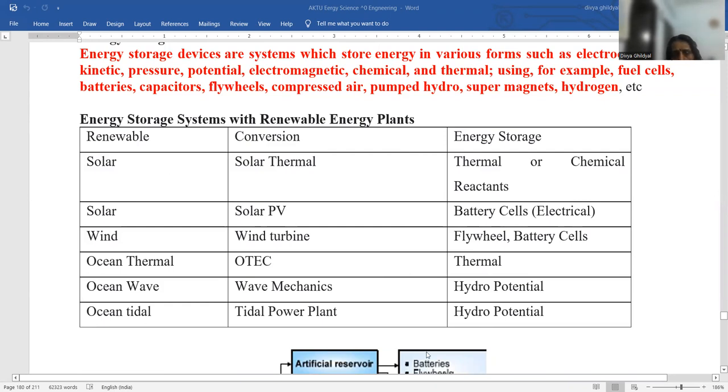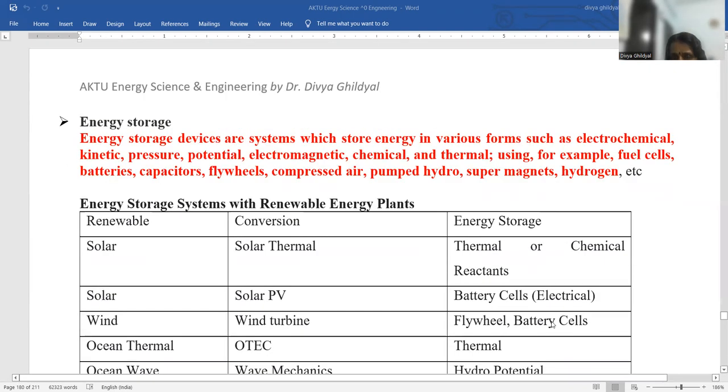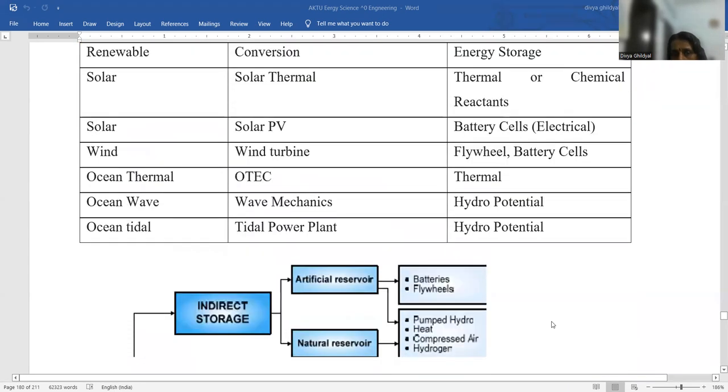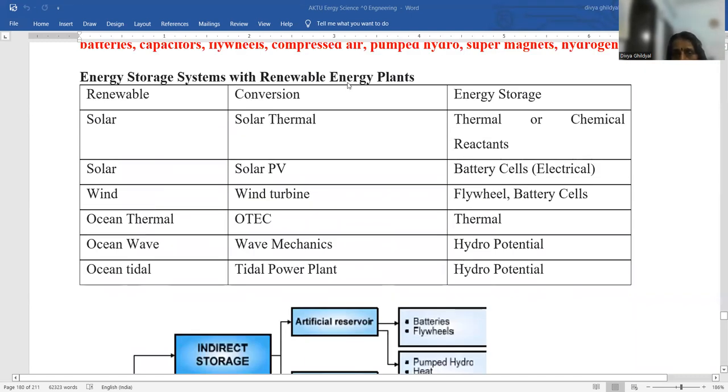I am just giving you in short, I have made a table for you. Again, I am repeating, this is a theoretical paper. Try expressing your answer more in tabular forms or block diagrams like how I have done. Energy storage with renewable energy plants: solar thermals, thermal or chemical reactants. Solar, again, you have many battery cells, etc., which are storing this type of energy.